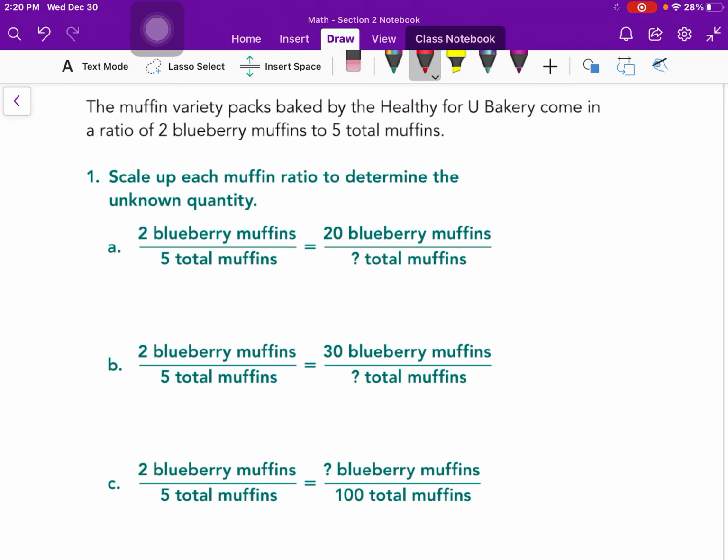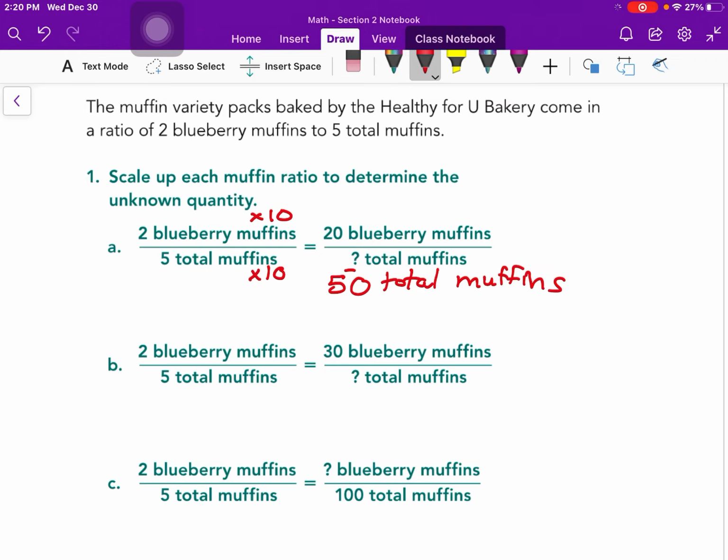So we have 2 blueberry muffins to 5 total muffins equals 20 blueberry muffins to how many total muffins? Well, in this one, to scale up, I would multiply by 10, because 2 times 10 is 20. So if I do that to the top, I do that to the bottom, and 5 times 10 is 50. So I would come up with 50 total muffins.